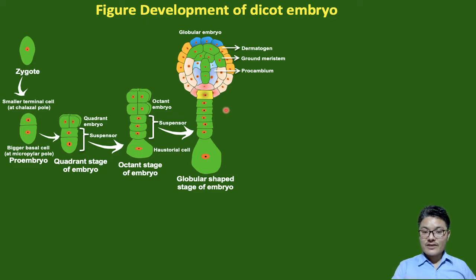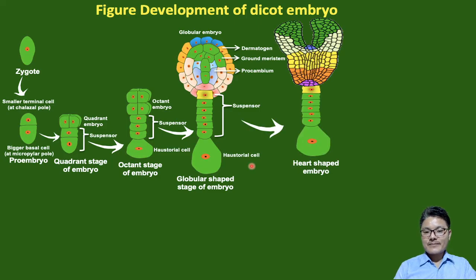So these different cells will be developing into an entire new plant. We do have the suspensor cell, which hangs or pushes the globular embryo into the endosperm, so that the developing embryo receives proper nutrition. We have the haustorial cell, which feeds the suspensor cell by absorption of nutrients from the nearby cells.